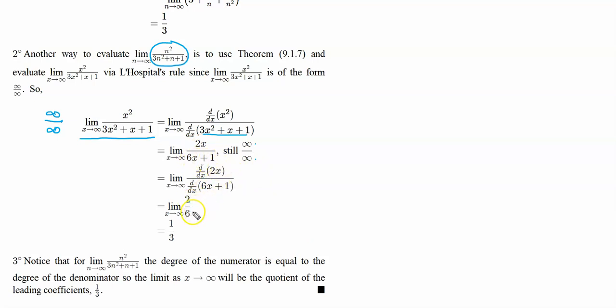Derivative of 6x plus 1 is 6. And now this limit, of course, is 2/6 or 1/3. And there you go. So you can use L'Hopital's rule.